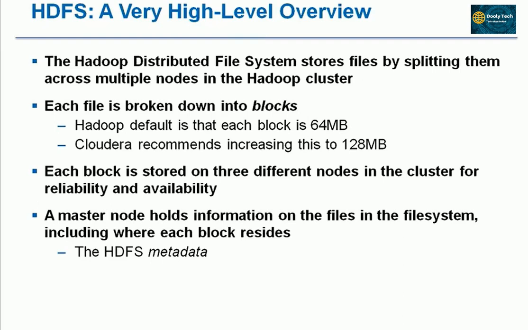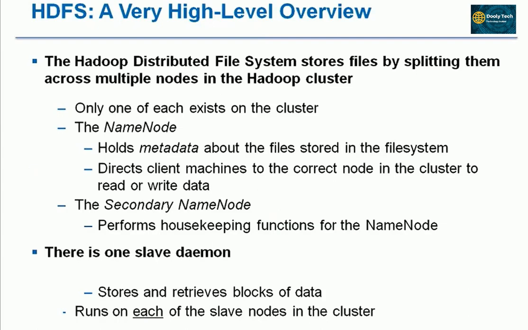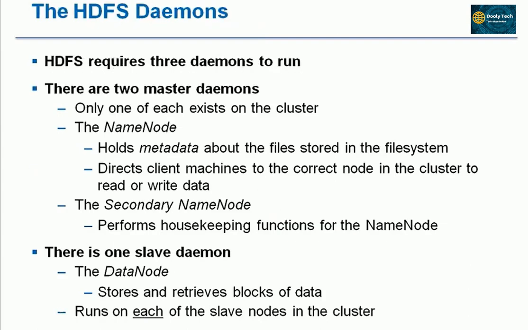You have a master node that holds information on the files in the file system, including where each block resides. That master node is called the name node, and the HDFS metadata lives in the name node. The file system itself, HDFS, requires 3 daemons. There are 2 master daemons. One is called the name node. The other one is called the secondary name node. You have only one of each. The name node holds metadata about the files stored in the file system and directs clients to the correct node in the cluster to read or write data.